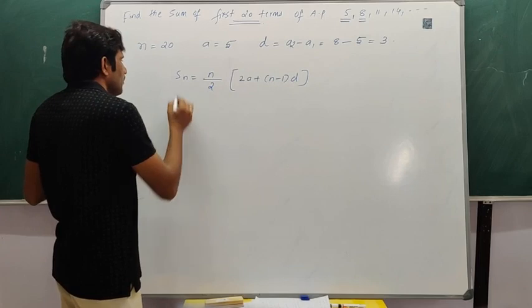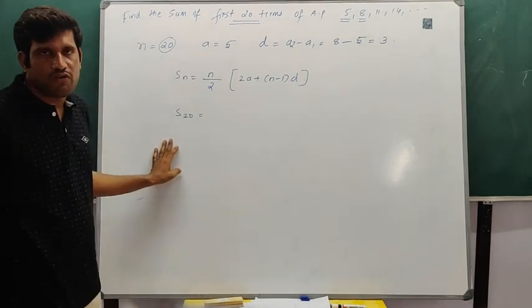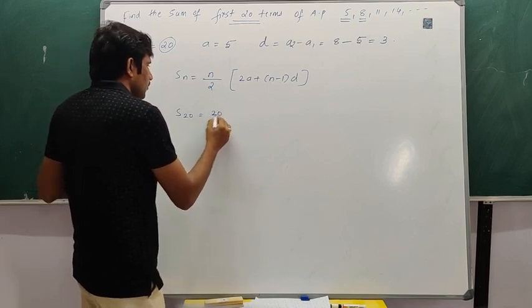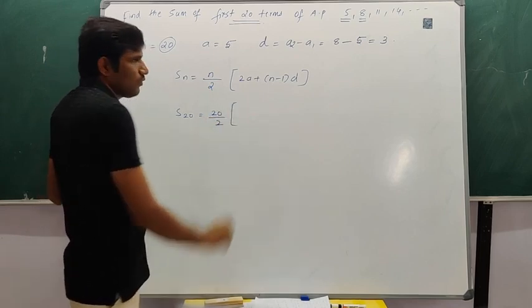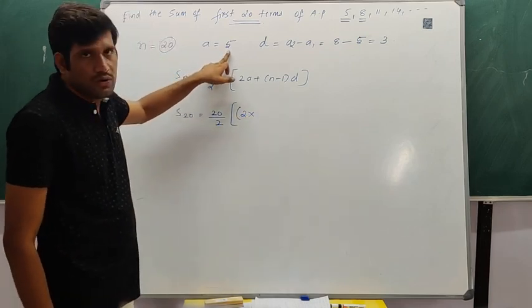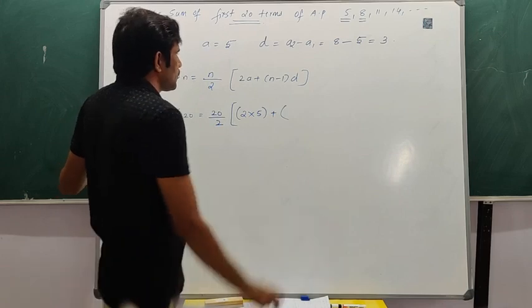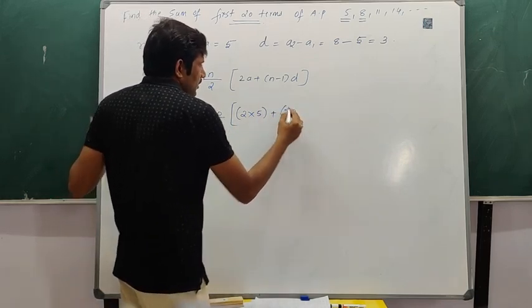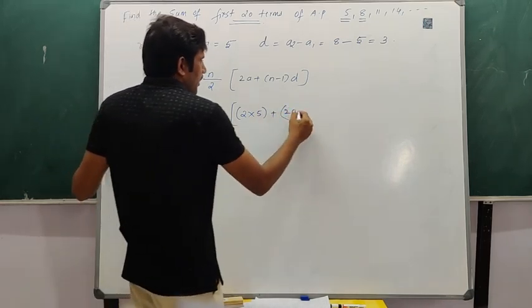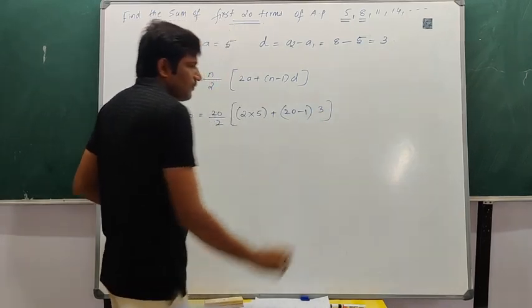Right? So what is the value of n? It is 20. So that is S20, the sum of 20 terms, which is equal to 20 by 2 into bracket 2 into a. What is the a value? The a value is 5, plus n minus 1. What is n? n is 20, minus 1 into d. What is the common difference?